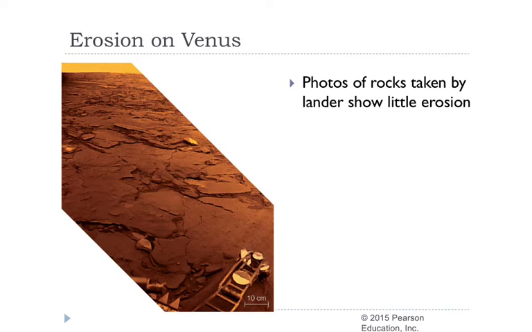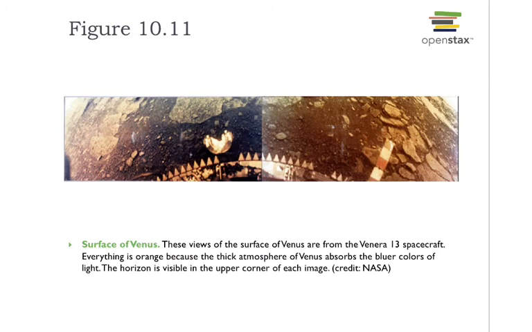Erosion on Venus. We see quite a bit of erosion there. Here the rocks are being broken down, you can see that. Here are some more images as well, looking at erosion. Again, not as much as we would think, but still visible erosion happening on the surface.